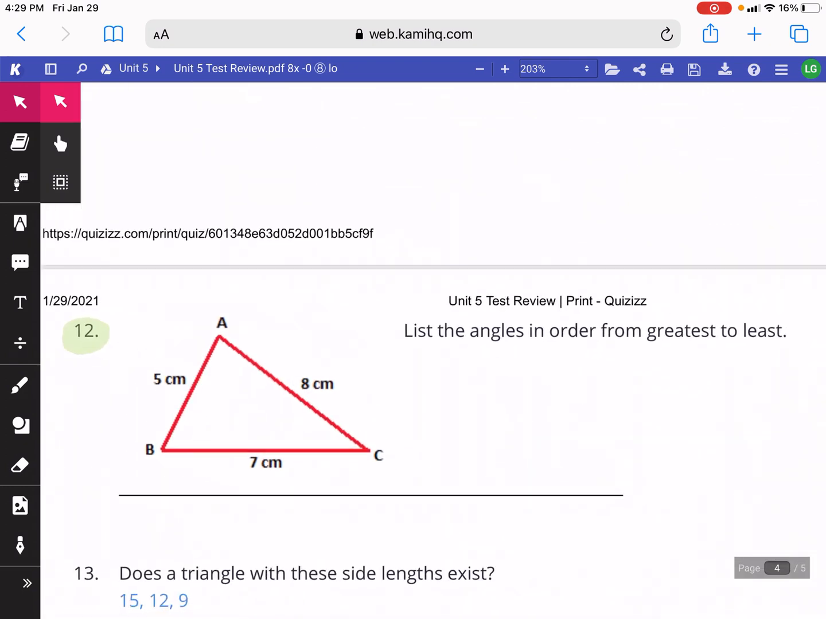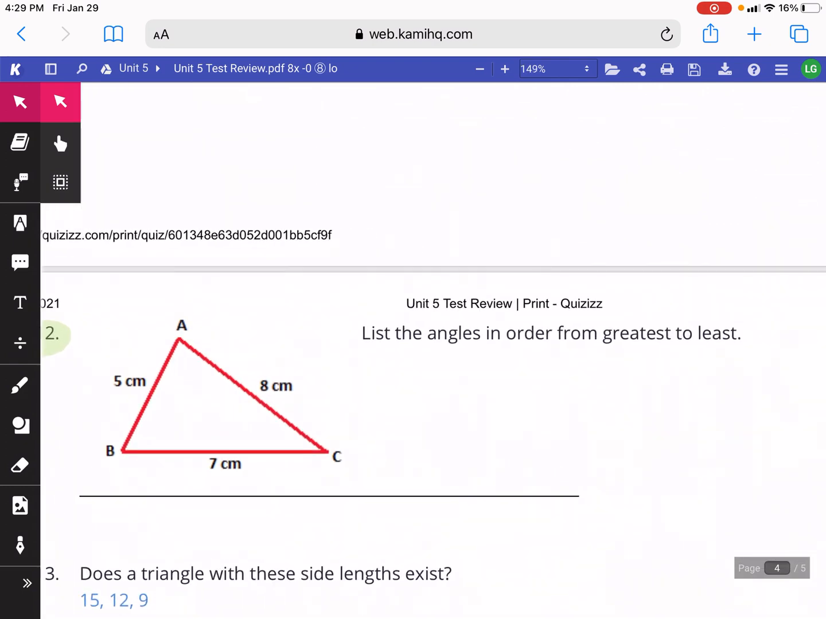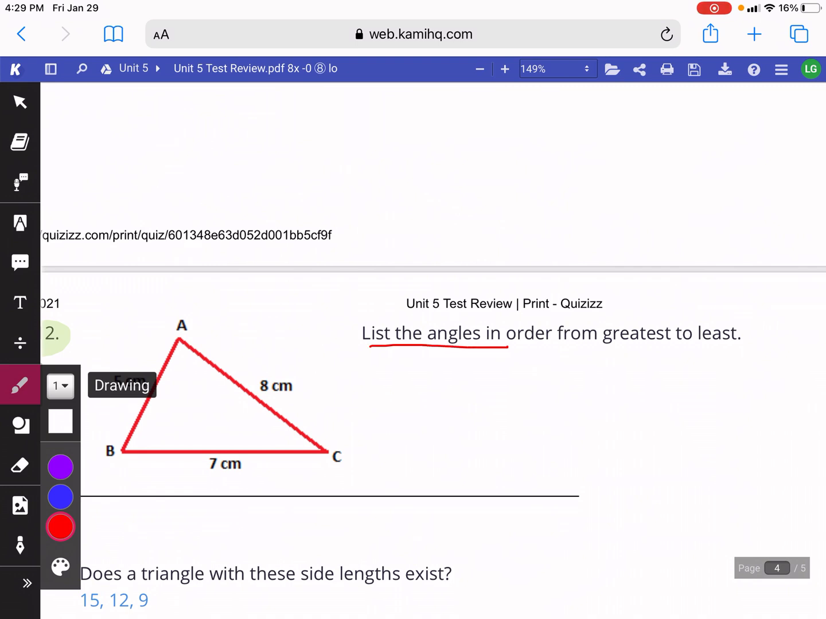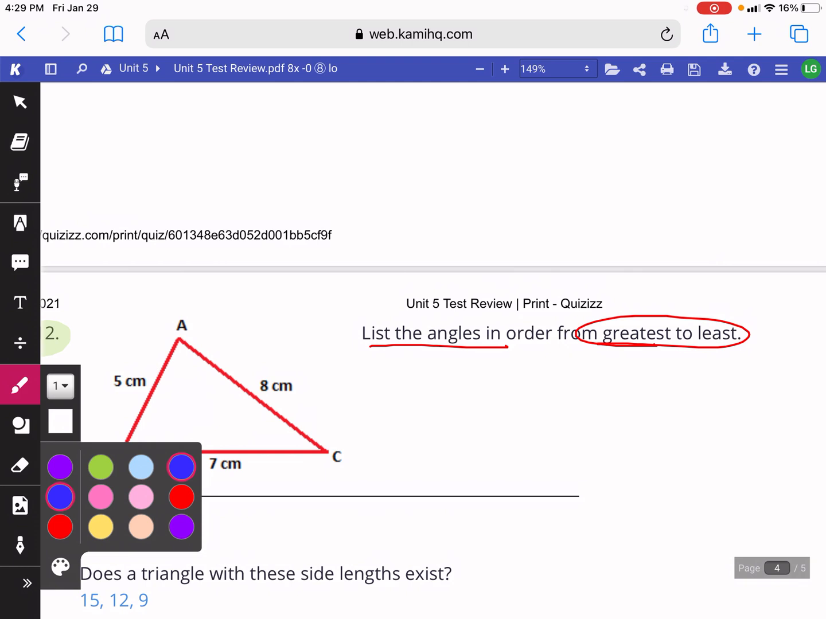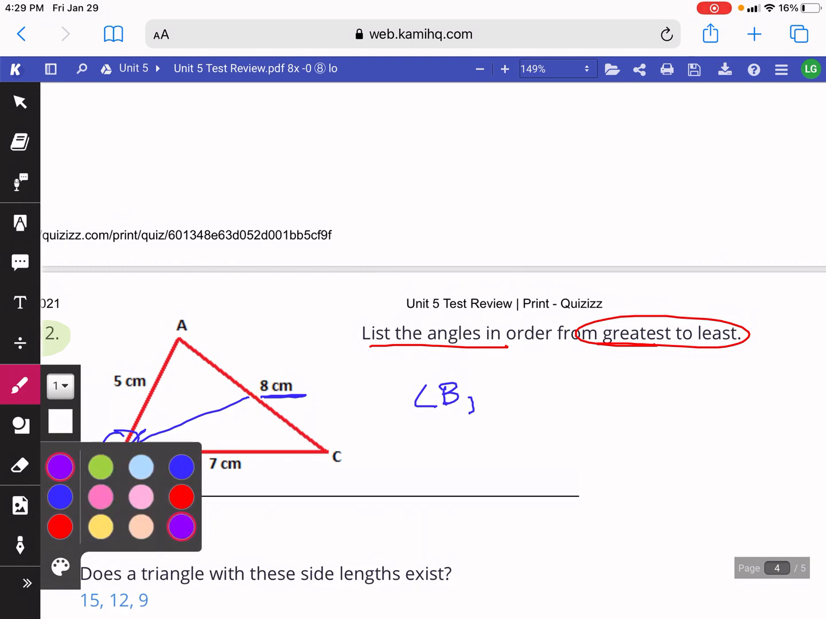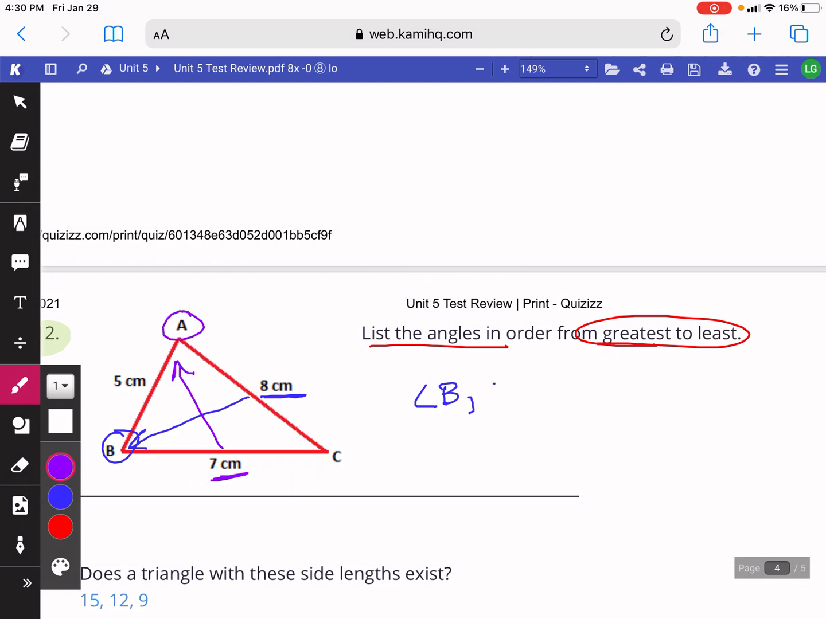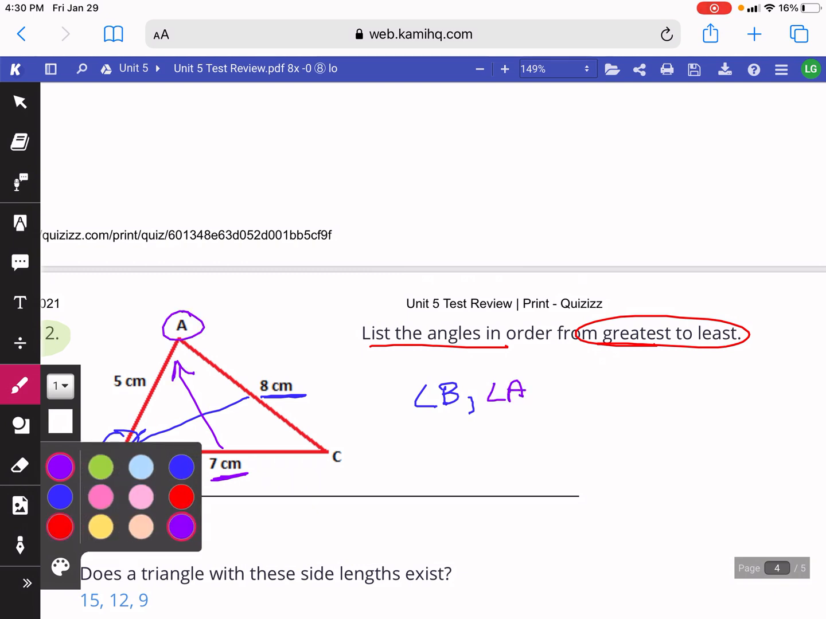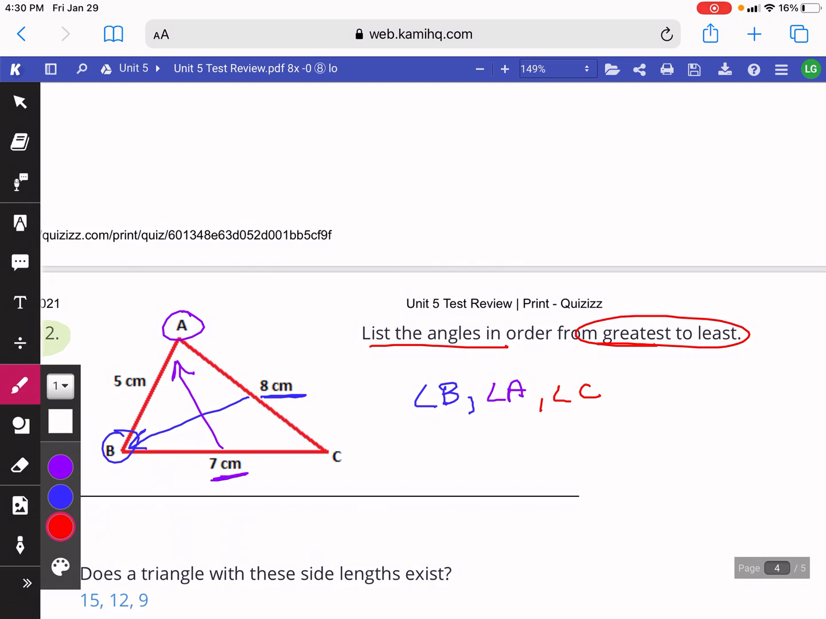This next question is reviewing what we just did, but now we're going to list the angles from greatest to least. So I'm going to start with my greatest side, which is 8, and I'm going to look opposite from that, which is angle B. Next, I'm going to look at the second greatest side, which is 7. If I look opposite of that, I get angle A, so the last one there would be angle C.